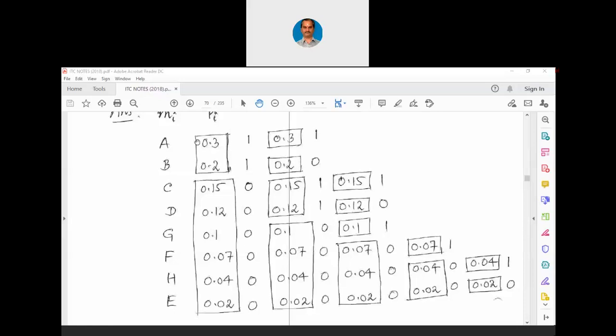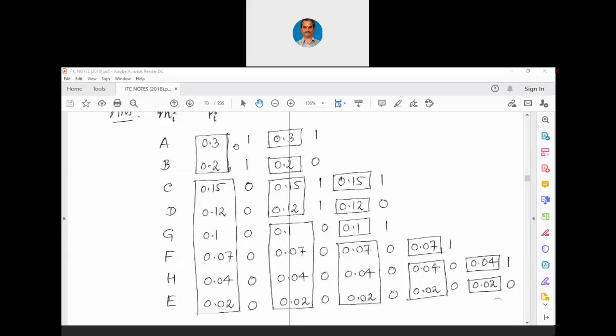Now look at this. A and B together is 0.5. Naturally, when you sum up all the others together, it will become 0.5, because the net probability of all the 8 symbols is unity itself. So immediately what we can do now: A is 0.3, B is 0.2, together we will group them. Then all of the other symbols we will group together.